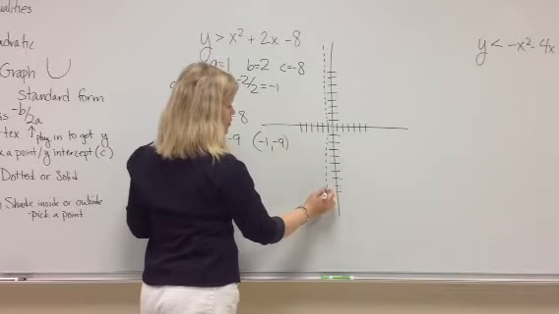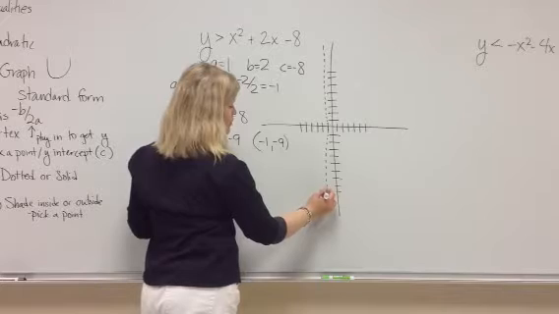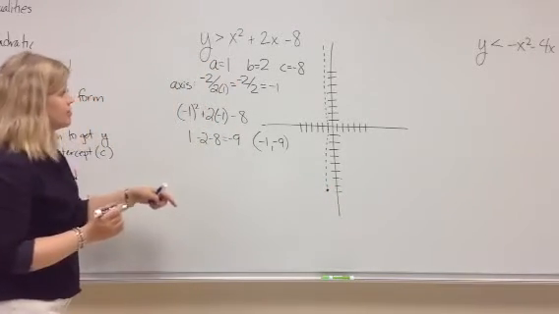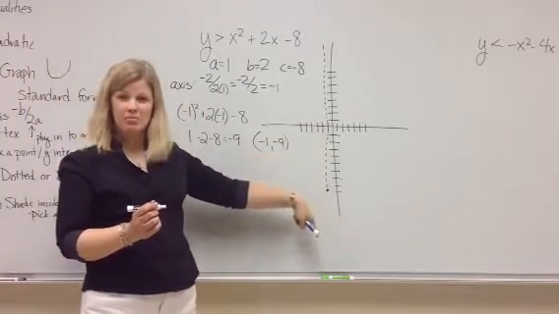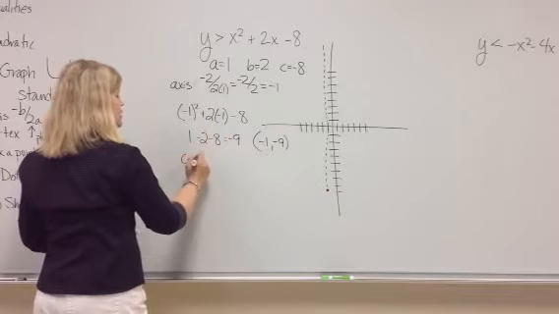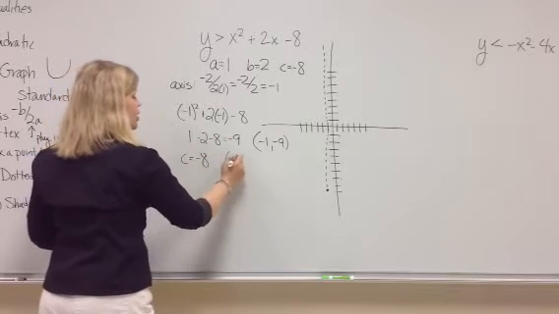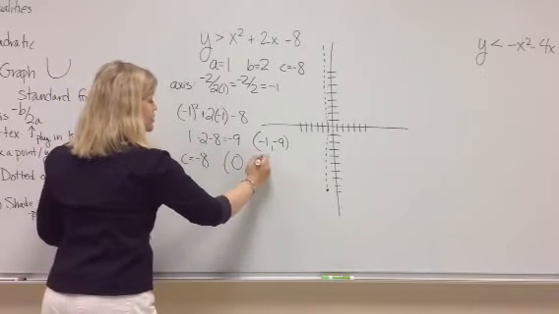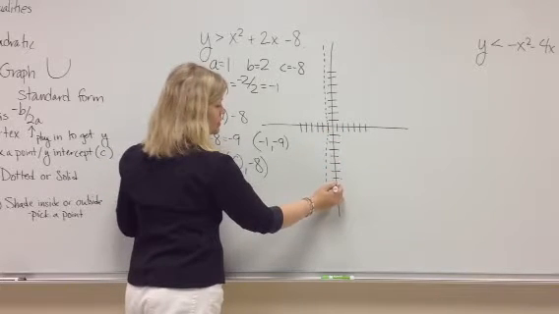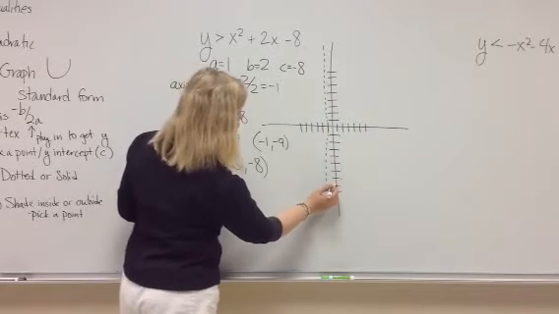Didn't go far enough. So here's my vertex. Okay, now we need to find another point. I could pick a number and plug it in, or we can look at what C is. C is -8. So our y-intercept is 0, -8. We're at 0, go down to -8, and then you get to reflect it.